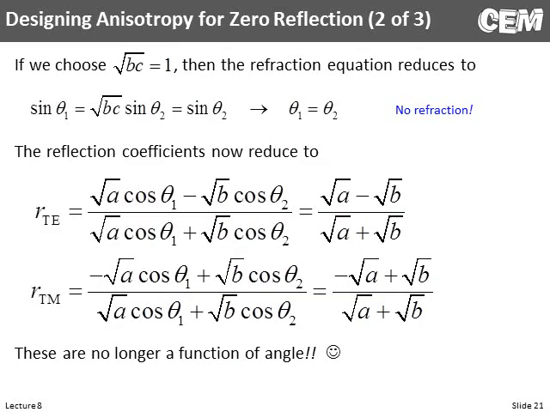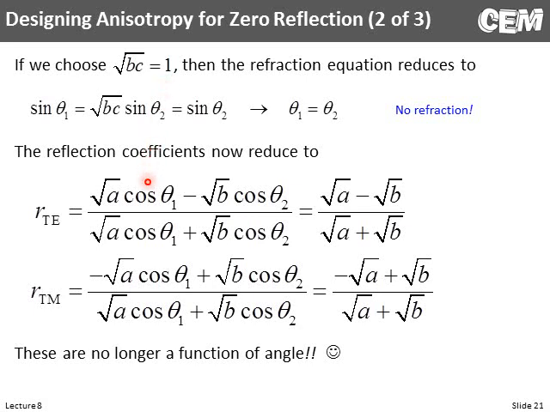So the first thing we are going to choose, remember this was our Snell's law. We're going to choose B and C such that the square root of the product is always going to be 1. When we do that, that means theta 1 will always equal theta 2. So by choosing square root of B times C equal 1, we eliminate refraction. So angles aren't different anymore.